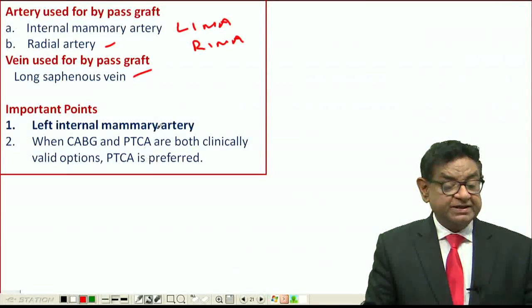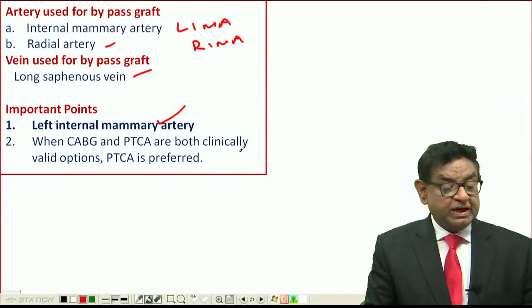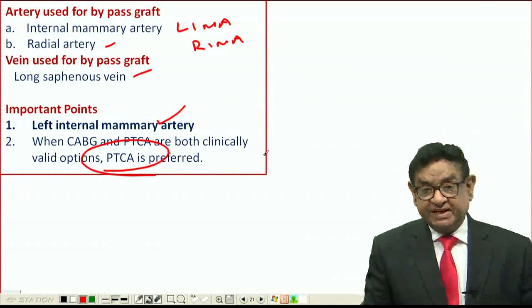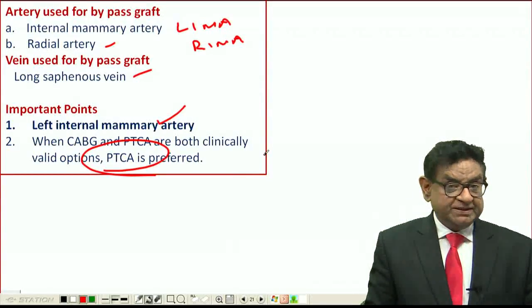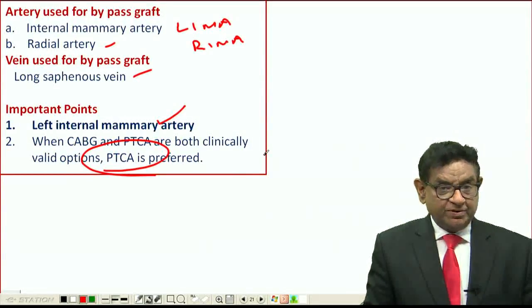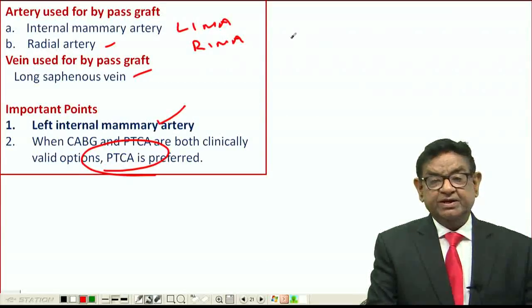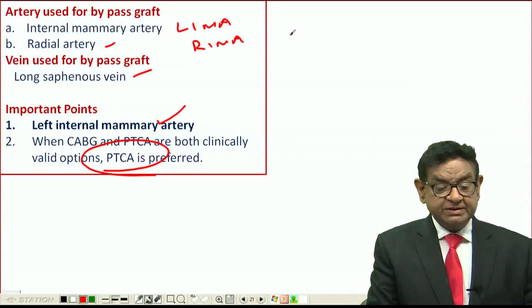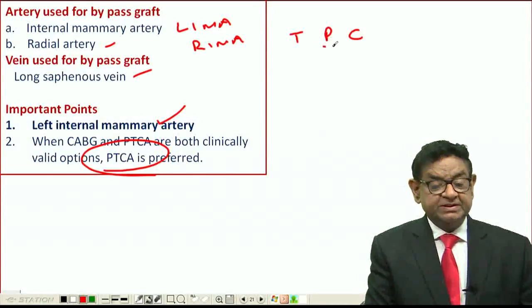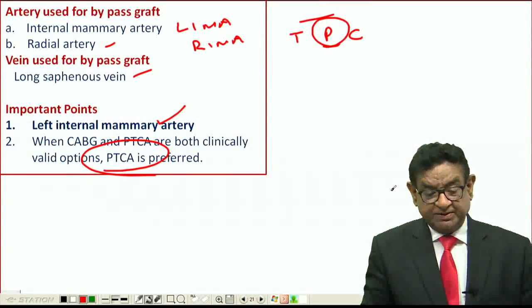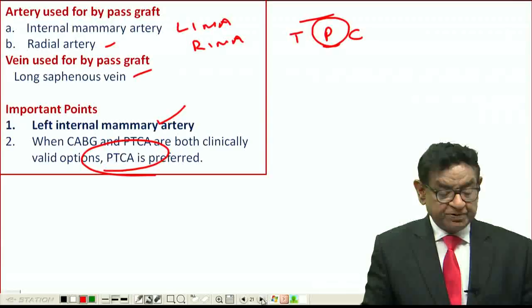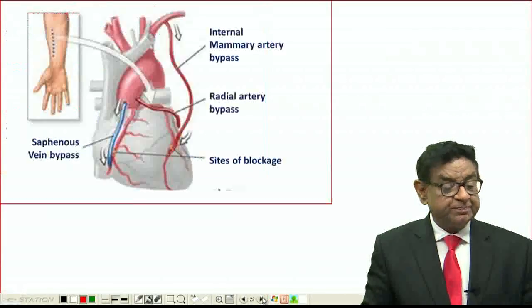Left internal mammary artery is much better. And if CABG and PTCA both are clinically valid, PTCA is definitely preferred. That means, if I have to summarize the thing, if you have three ways of reperfusion: thrombolysis, PTCA, and coronary artery bypass surgery, this is the best out of the three for reperfusion of the myocardium.